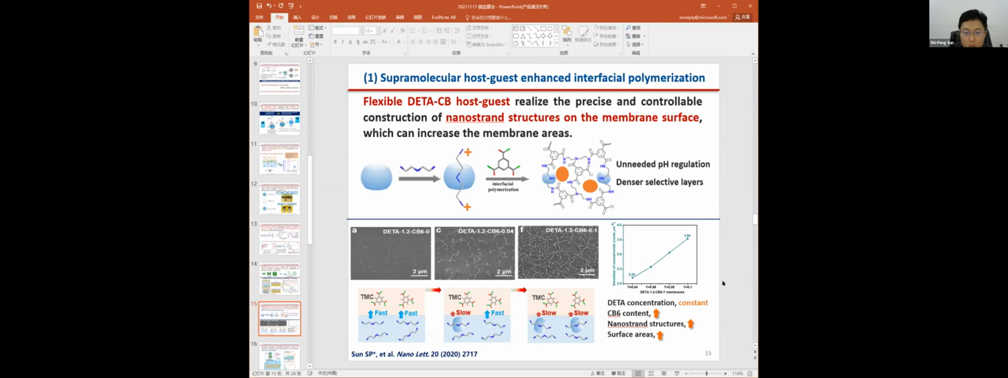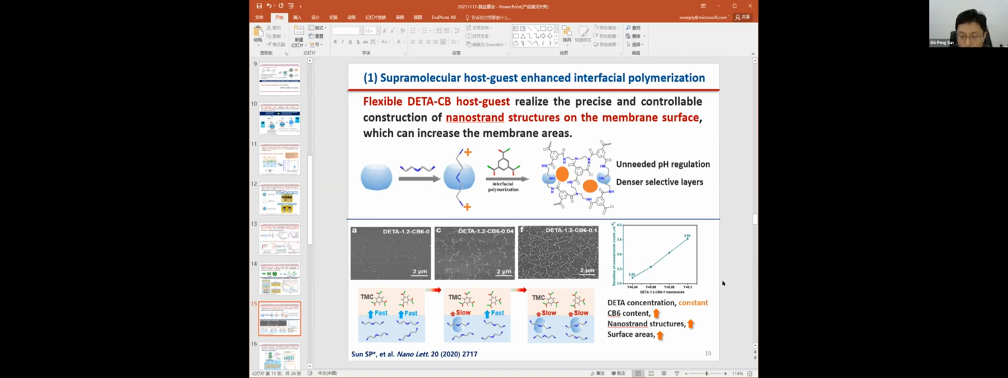The most interesting one is we use DETA as a guest, because we need acid to form host and guest. In this way, we can make a very dense surface of the interfacial polymerization membranes. And also we can pattern the membrane surface by changing the CB concentration.